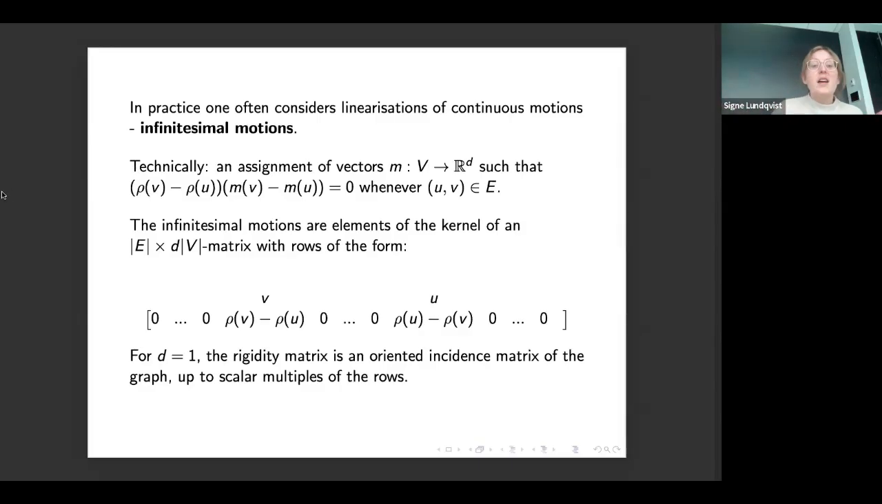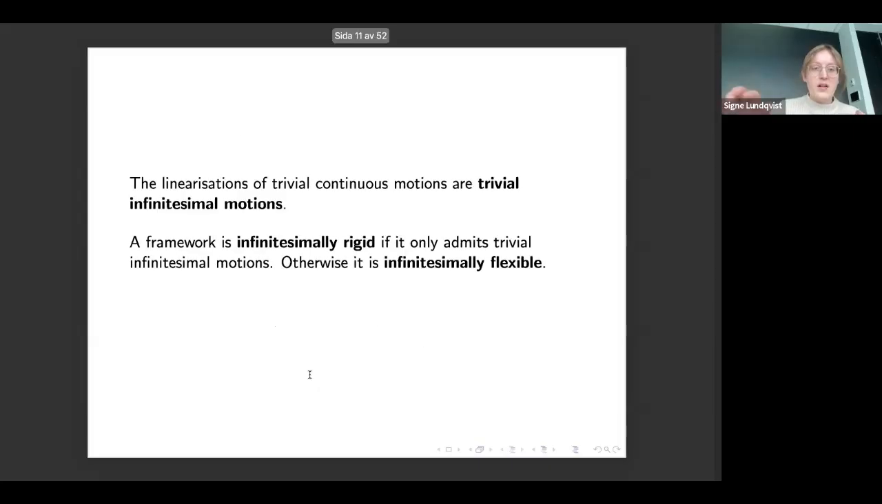Otherwise, it's 0. And for D equals 1, you just have an E by V matrix, which is some constant in the column corresponding to v, and some constant corresponding to u if the edge goes between u and v. Right? So it's actually, up to scalar multiples of the row, an oriented incidence matrix. And in higher dimensions, it's sort of up to permuting the columns, several incidence matrices. D copies of the incidence matrix.